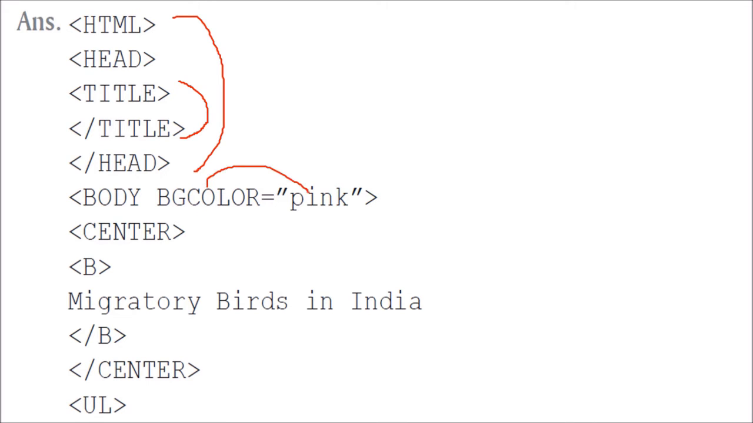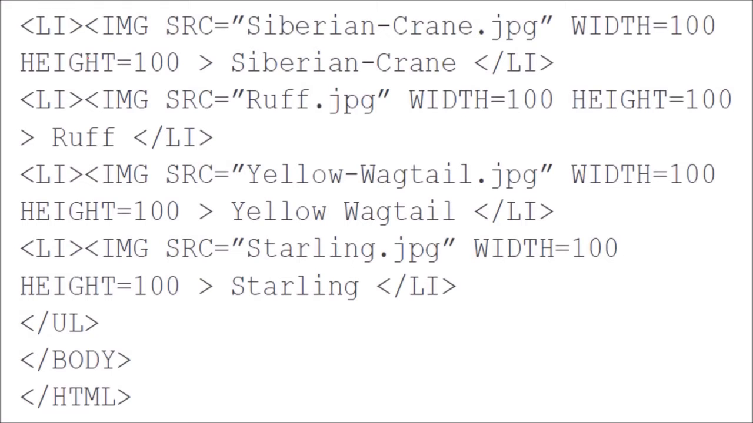There is no title, so we just leave this. Body bgcolor is equal to pink. Then we use center, because the Migratory Birds in India heading was centered, it was bold. Then we end the center. Then we start the unordered list for the images. These are 4 list items: 1, 2, 3 and 4. So I'll explain one of them and the rest will be the same.